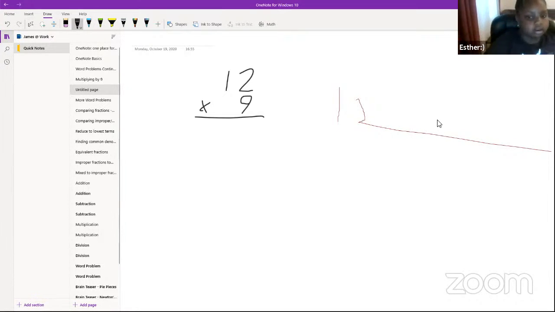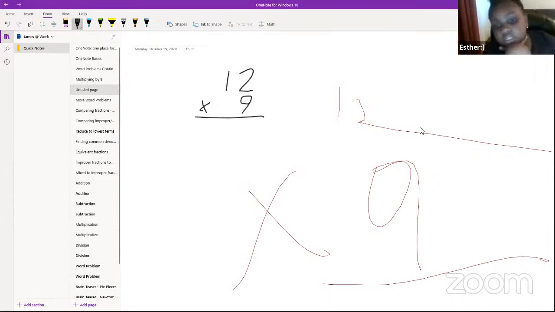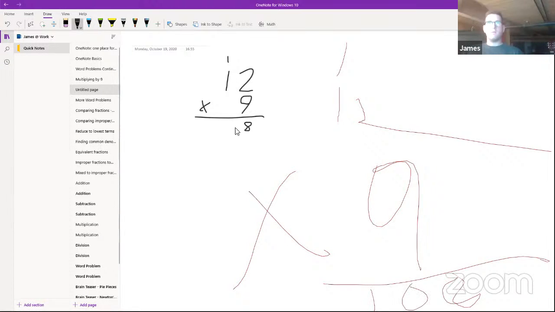Okay, 9 is here, and then that's going to be times 2. 2 times 9 is 18. 18. And then 1 times 9 is 9. 9 plus 1 is 10. That's going to be 108. 108. That's right. Good job.